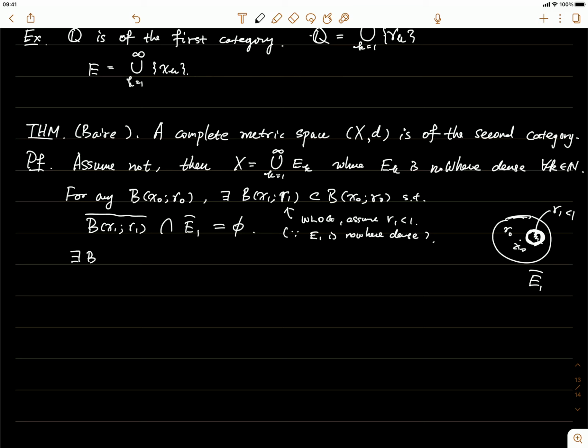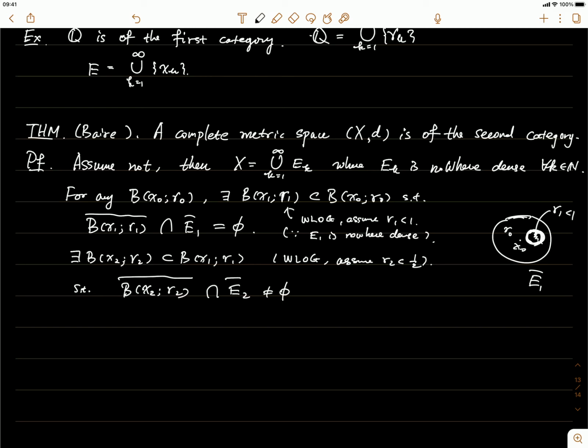And now I know that because E2 is nowhere dense, for this ball B(x1, r1) there will be a ball inside it with center x2 and radius r2. Again, without loss of generality, we assume this r2 has a radius less than 1/2, such that the closure of this ball and the closure of E2 have no overlap. But remember that this ball is also inside the closed ball, and it doesn't have any overlap with the closure of E1.